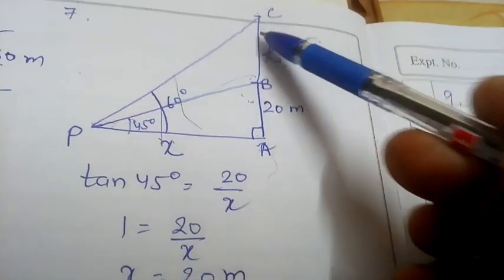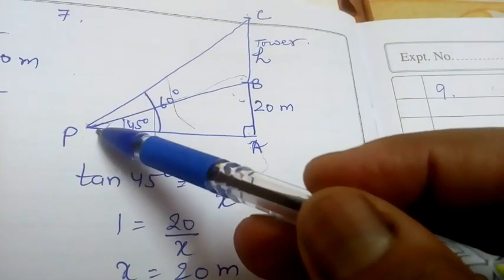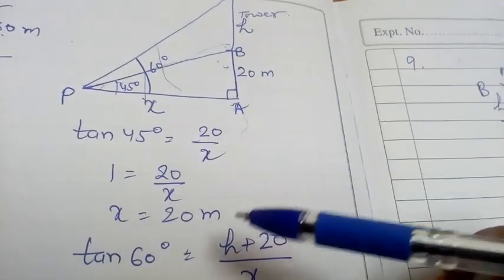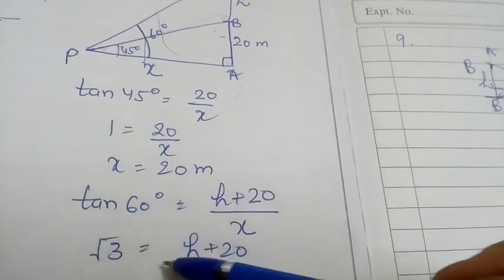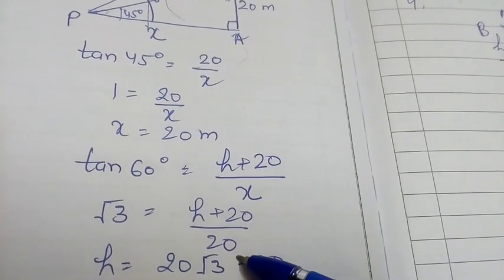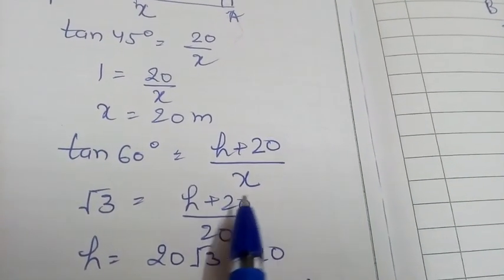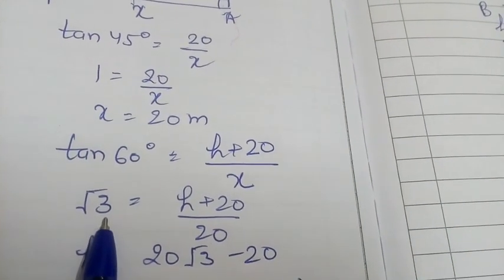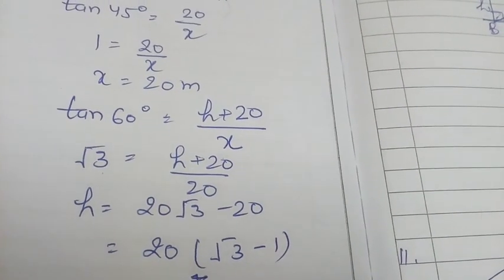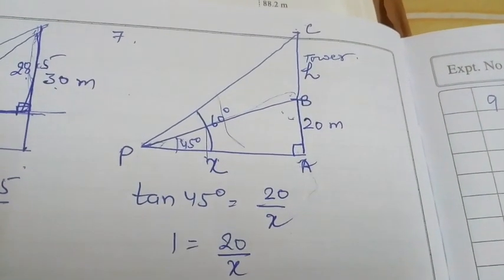In triangle CAP, AC upon AP equals tan 60 degrees. (h plus 20) by x equals tan 60 degrees. Tan 60 degrees equals root 3. So (h plus 20) upon x equals root 3. Put the value of x equal to 20. By cross multiplying, 20 root 3 minus 20 equals h. Taking 20 common, 20 times (root 3 minus 1). This is the height of the tower.